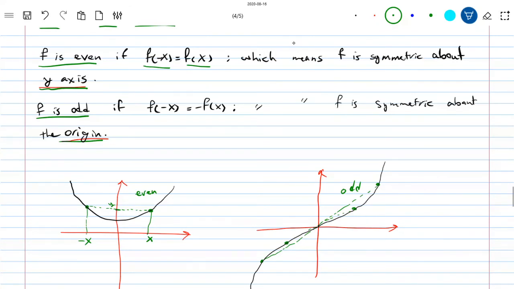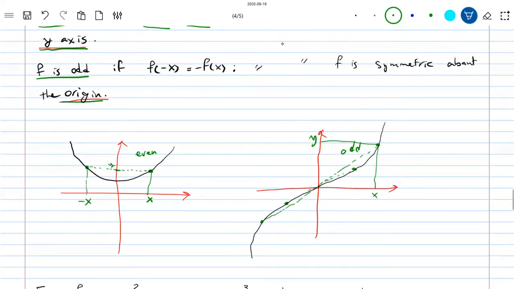On the other side, if I pick this x value, I'll get some y value. And corresponding on the other side, you would have -x. What would you get for the y value? You will get -y. So what is the relation between the f's? The f's are opposite of each other. So f of -x is not equal to f of x, but opposite of f of x, so negative f of x. If that happens, then we have an odd function.